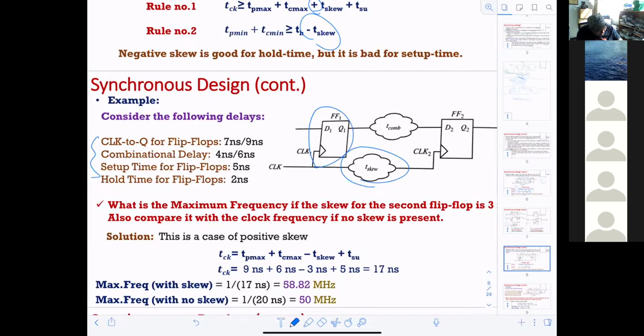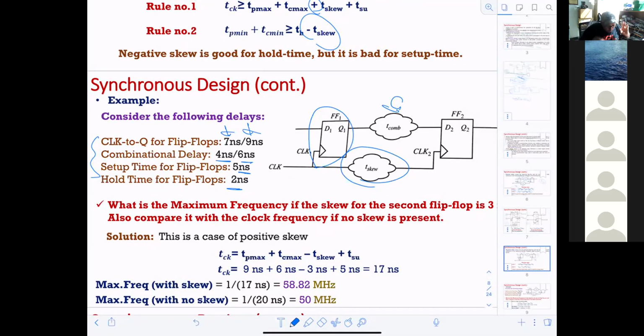Then we have a bunch of timing here. The clock of the flip-flop, any flip-flop, so that means those two flip-flops, no matter what. You have here the minimum 7 and the maximum 9. The combinational delay here is already calculated for you, 4 to 6 nanoseconds. The setup time for the flip-flop is 5 nanoseconds. Hold time is 2 nanoseconds. What we are looking for now is whether we are in a violation or not. Also, we'd like to know the maximum frequency with the skew and without skew.